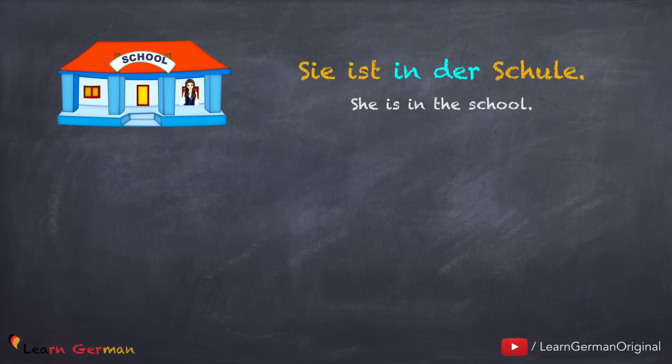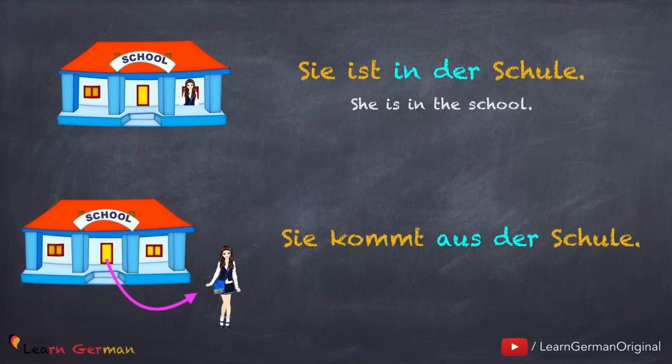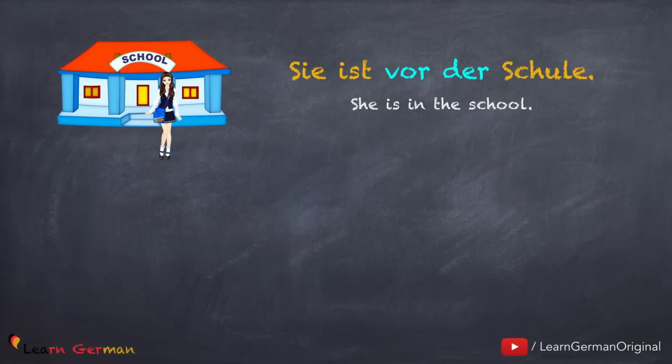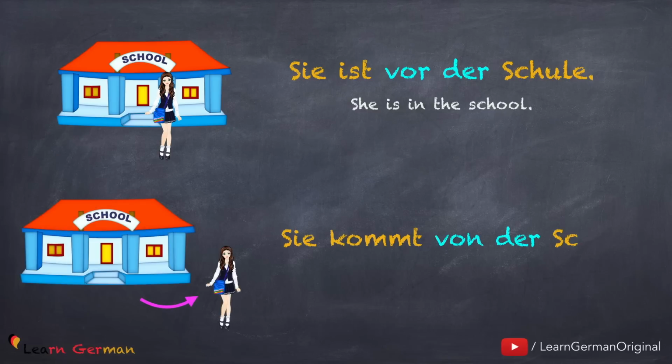Sie ist in der Schule. Sie kommt aus der Schule. Since she was inside the school, you will use the preposition aus. Sie kommt aus der Schule. In the second case, sie ist vor der Schule. Hence, you will say, sie kommt von der Schule.